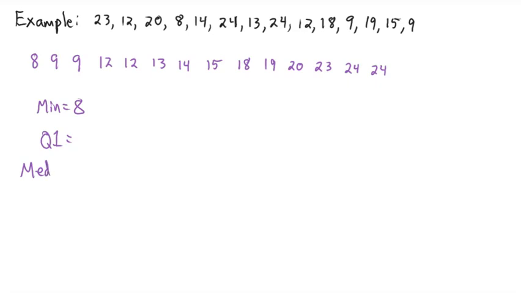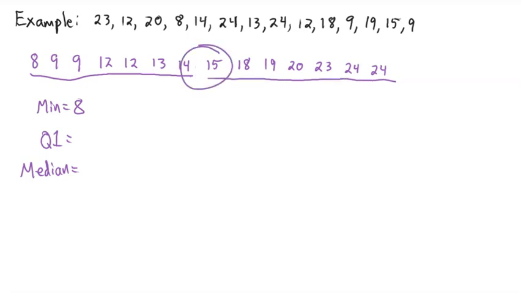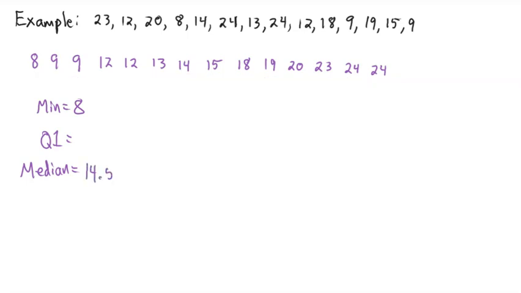Then we want to identify the median. That's the middle number. Now we have an even number here. So 1, 2, 3, 4, 5, 6, 7, and then 1, 2, 3, 4, 5, 6, 7. So the middle is right here. There's no number at the middle, so we have to do the average, or what's halfway between these two middle numbers. So halfway between 14 and 15 is 14.5. So the median is 14.5. Then we'll identify quartile 3 in a minute. And the maximum is the highest number, which is 24.